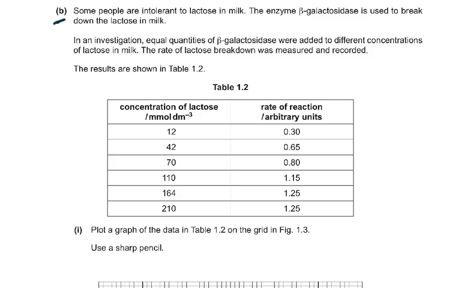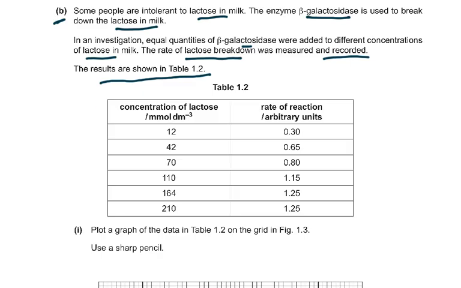Now coming to the B part of the question, some people are intolerant to lactose in milk. The enzyme beta galactosidase is used to break down the lactose in milk. In an investigation, equal quantities of beta-galactosidase were added to different concentrations of lactose in milk. The rate of lactose breakdown was measured and recorded. The results are shown in table 1.2. So we are talking of an enzyme. So remember, it's the enzyme chapter. So the question is on enzymes.